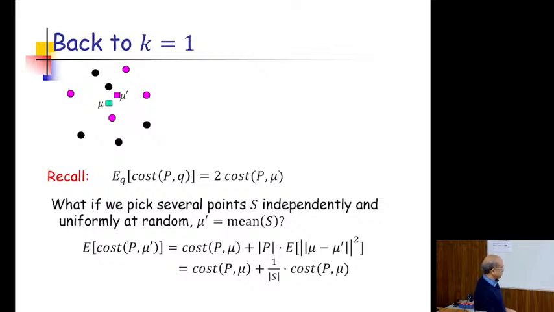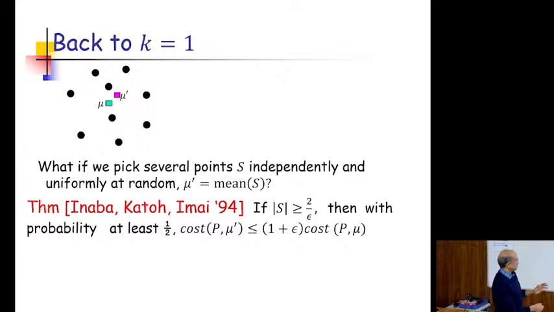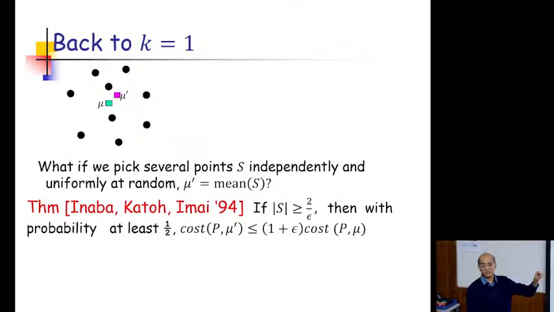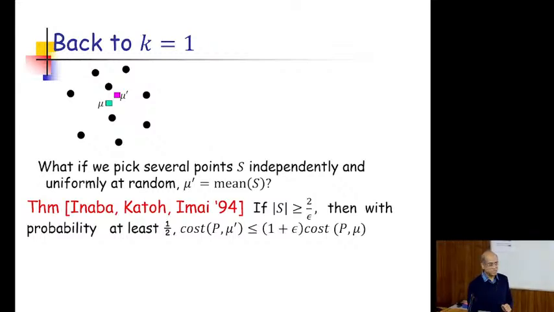What you can show, just by doing this calculation, is that if you pick S points, then your approximation depends on how big this S is. This is a theorem which was noticed by Inaba, Katoh, and Imai in '94: if you pick about 2 by epsilon random points from the set of input points and output their mean, then its cost is at most 1 plus epsilon times the cost of the actual mean of the points. So you don't have to compute the mean of everything, you can just compute the mean of roughly 1 by epsilon points, and that's a 1 plus epsilon approximation. So already if you are in the k equals 1 case, this is enough.